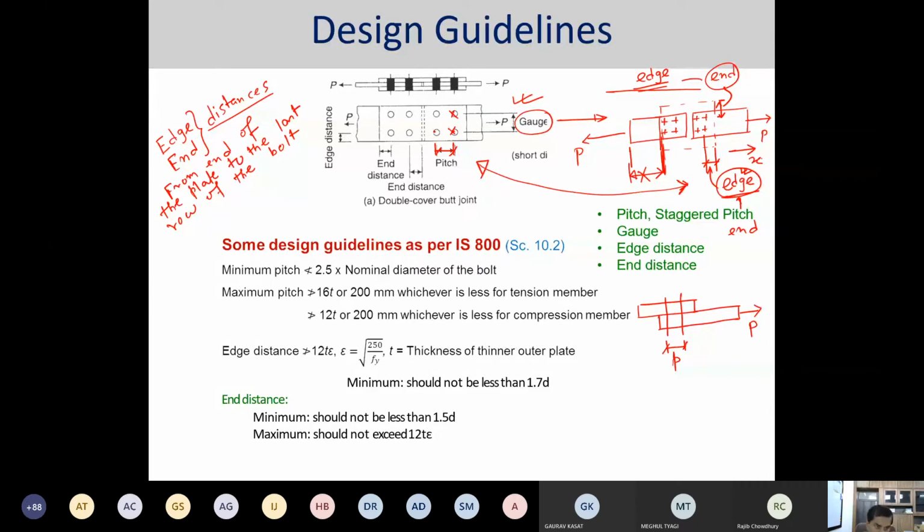This becomes somewhat contradictory, and sometimes I do that purposefully, because the basic idea of edge distance and end distance was to provide the distance from the end of the connected plate to the last row of the bolt, or the centroid of the last row of the bolt, either in the direction of the force or in the perpendicular direction of the force. Yes, I have made the drawing incorrectly.